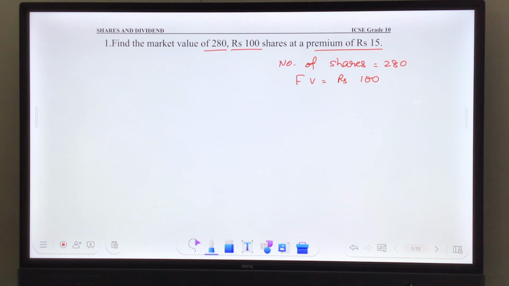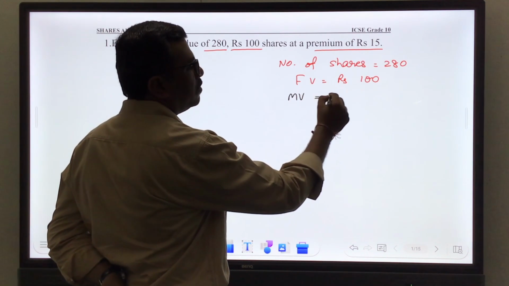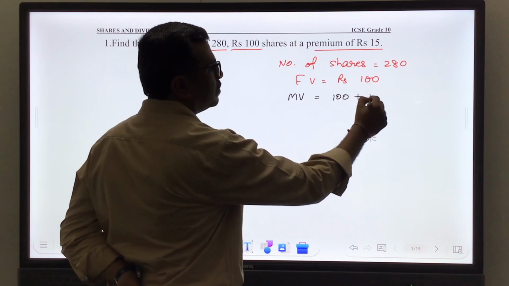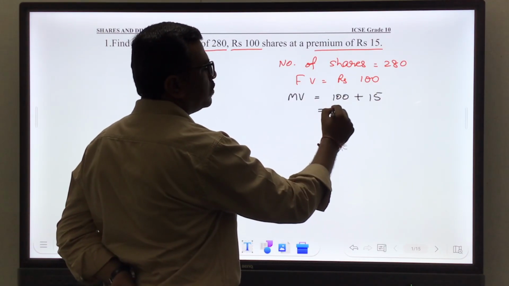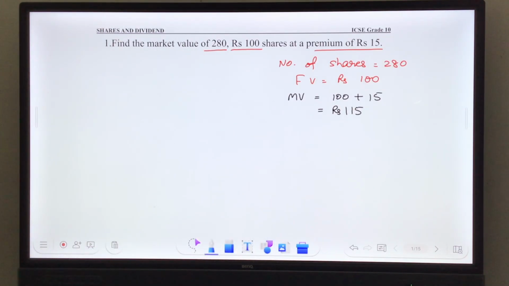Premium means the market value is above the face value by 15 rupees. So market value is rupees 115. We need to find the market value of 280 shares.